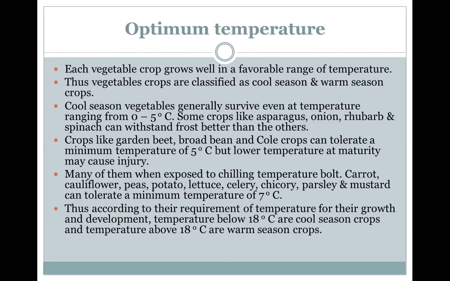So thus, according to their temperature requirement for growth and development, crops requiring temperatures below 18 degrees Celsius are cool season crops, and those requiring temperatures above 18 degrees Celsius are warm season crops, right? So this is divided according to the temperature requirements. The crops which require temperature below 18 degrees Celsius are classified into a group known as cool season crops, and the vegetables which require more than 18 degrees Celsius are termed warm season crops.